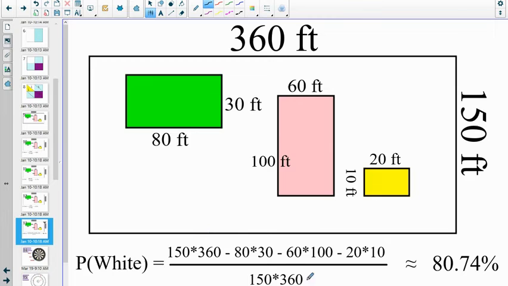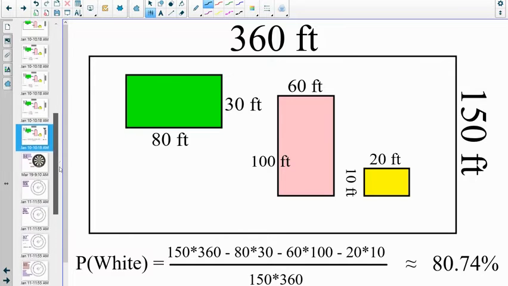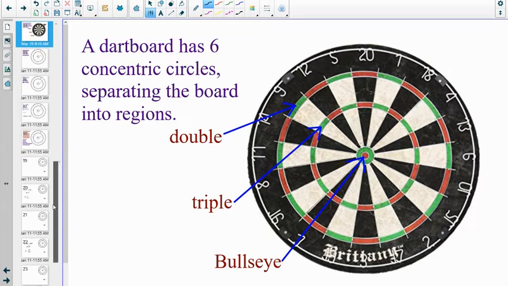And you've got the one on top divided by the one on bottom. Be careful with parentheses if you try to do everything all at once. And then the last example I want to do with you guys today is an example of a dartboard. Now, some of you may be more familiar with a dartboard than others, so I'm going to give you a little bit of a rundown of the different regions on a dartboard.